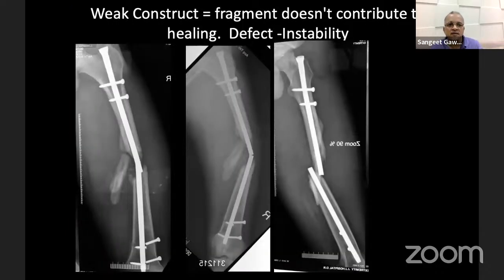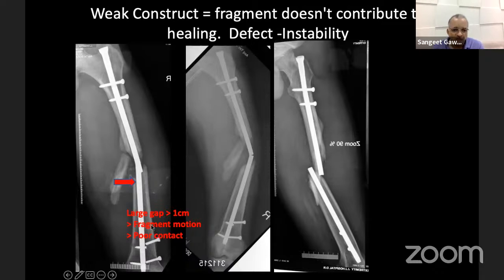Now, when the nail size is thin, there is a large butterfly which is separated by almost a centimeter here. So this butterfly fragment is separated by more than a centimeter from the nail. So the strain on the nail, the bending stresses at the fracture site, are tremendous in the situation where that fragment has separated significantly and is away from the nail.